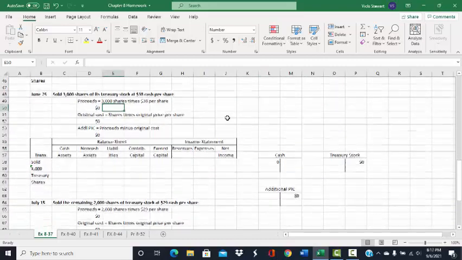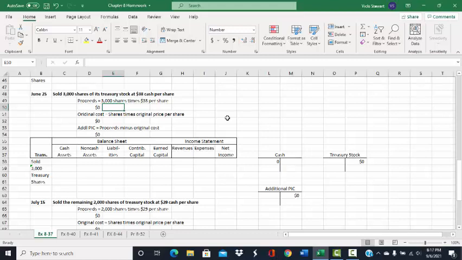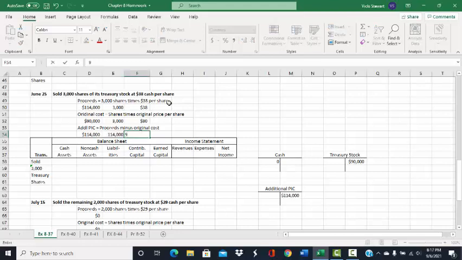$150,000. On June 25th, we sold 3,000 shares of treasury stock at $38 cash per share. So to determine the proceeds, we multiply 3,000 shares at $38 per share, and that gives us $114,000. We need to determine what the original cost of the treasury shares were, so we multiply 3,000 times the original cost per share of $30, and we get $90,000. So to determine the additional paid-in capital, we take the proceeds from the sale of the treasury stock and we subtract the original cost of $90,000. So that would give us additional paid-in capital of $24,000.